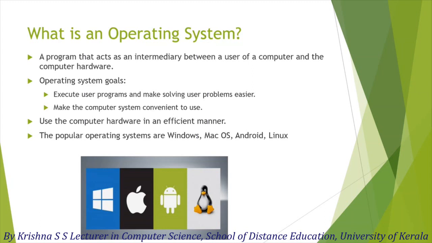An operating system is a program that manages the computer hardware. It also provides a basis for application programs and acts as an intermediary between a user of a computer and the computer hardware. The major goals of operating systems are to execute user programs and make solving user problems easier. That is, it will make the computer system more convenient to use.